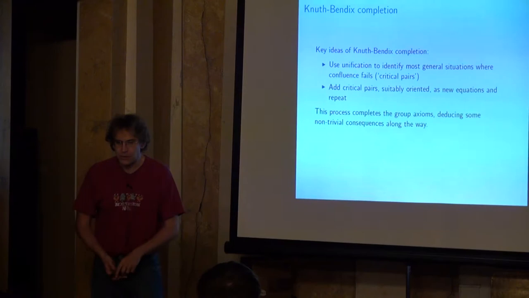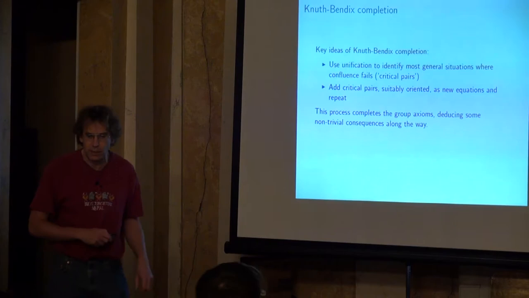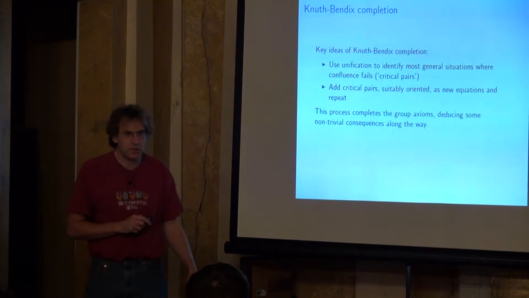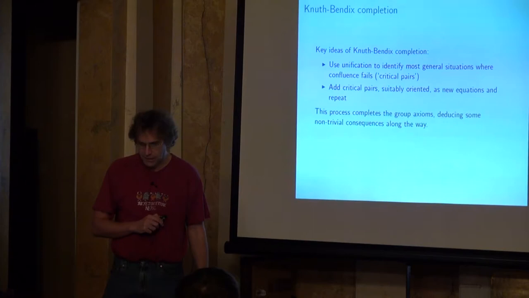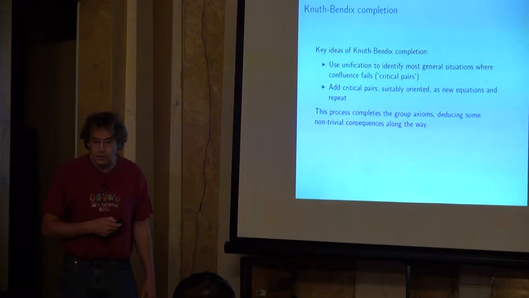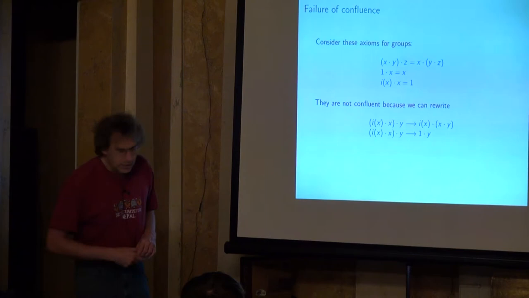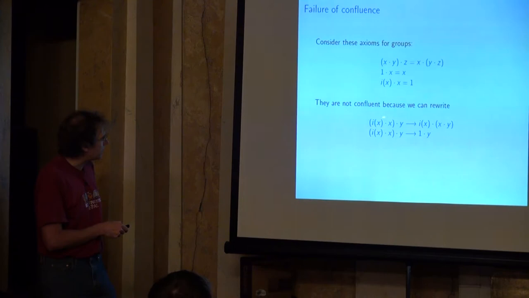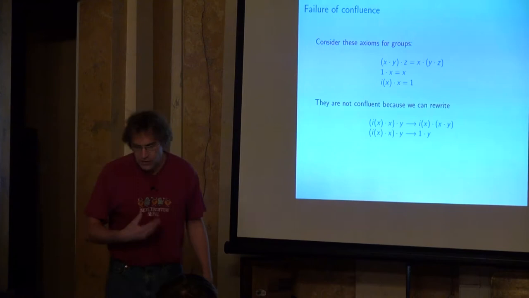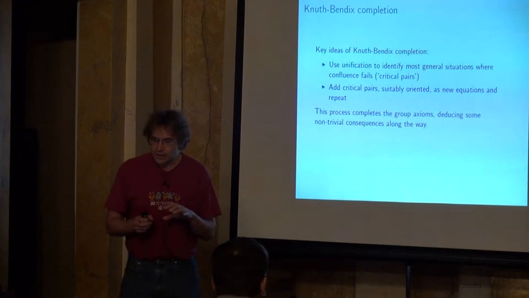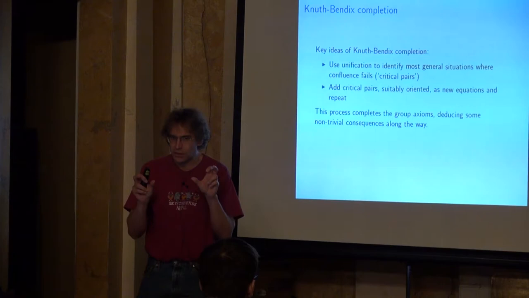So one approach to this is so-called completion, which was pioneered by Knuth and Bendix. I guess it was mainly Knuth who came up with the algorithm and Bendix who did the difficult part of actually programming it in assembler language on some early computer. The idea of Knuth-Bendix completion is that you use unification to identify the most general situation where confluence fails. So it will look at situations like this and say, this is one example where things can be rewritten in two different ways. So far, so good. That's a fairly obvious thing to do. But actually, more interestingly, it then extends the set of equations by adding these so-called critical pairs as new equations. So it takes your starting set of equations and introduces new ones.